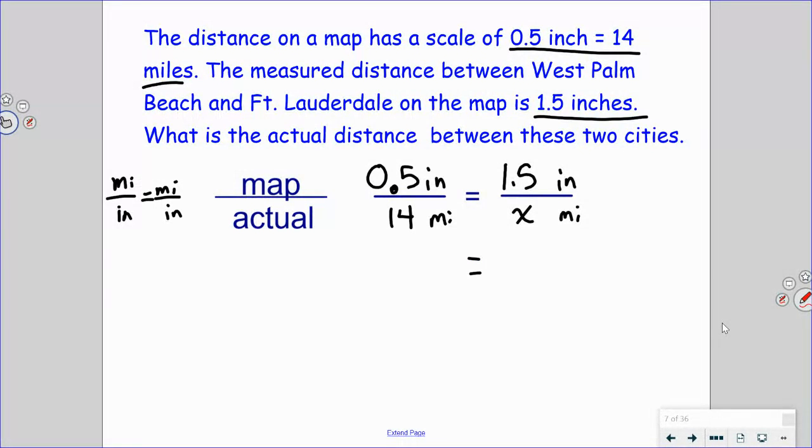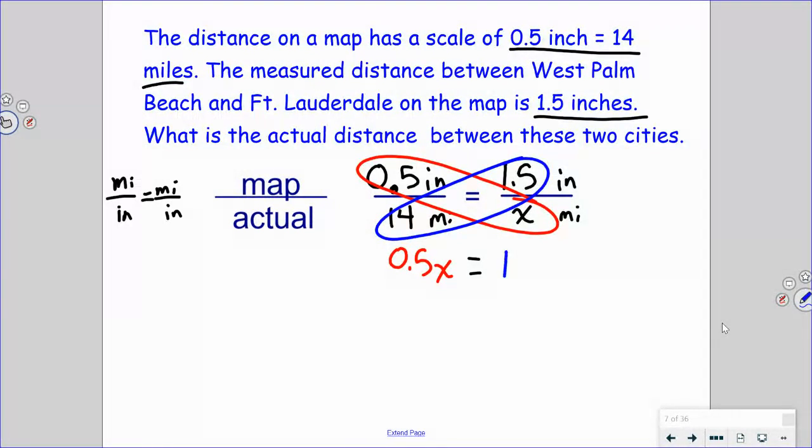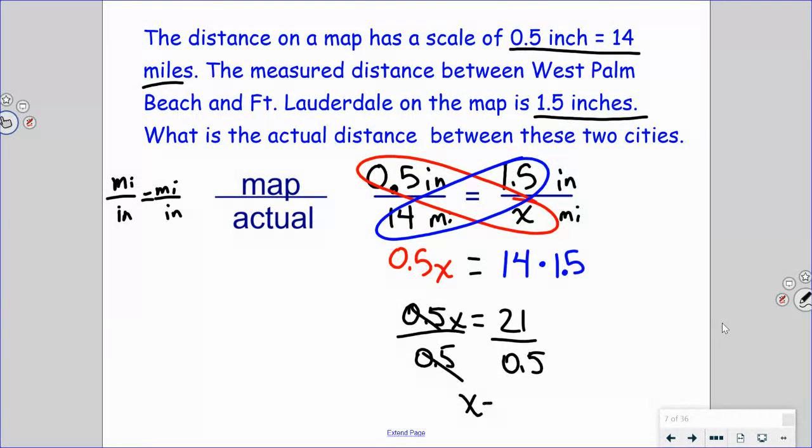Now what we're going to do is we're going to take this and we're going to find our scale, or excuse me, our cross products. Now I don't know what a half times x is. After all, x is an unknown amount. But I do know that 1.5 times 14 is 21. Now, if I split 21 up into half segments, it would actually be 42. So, in real life, distance between those two cities is approximately 42 miles.